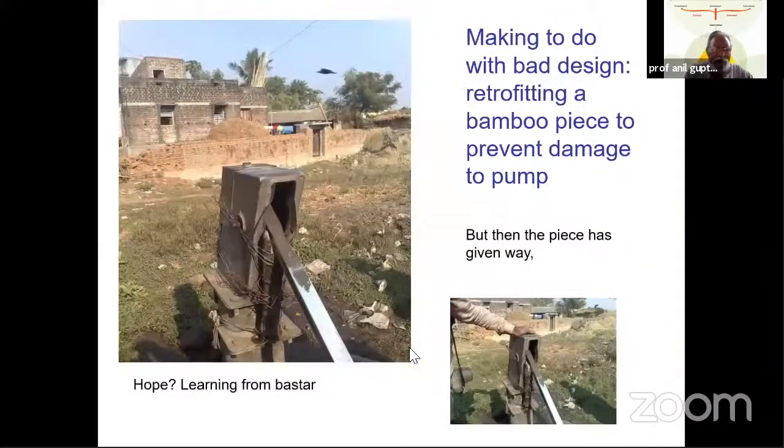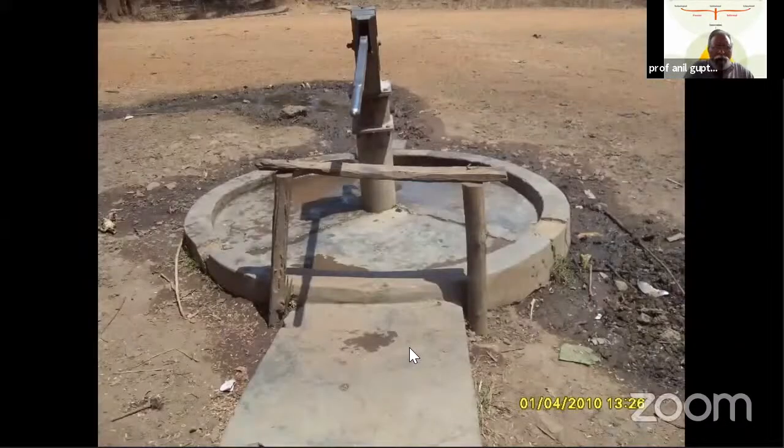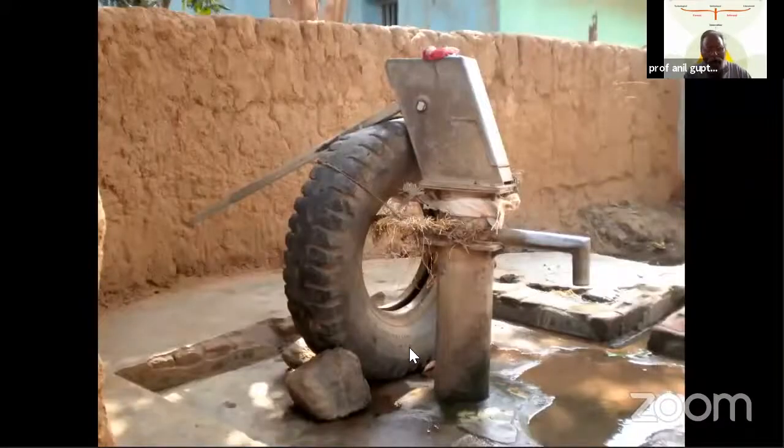This is a design defect, because when you pump all the time, the lower part of the casing gets cut. So they put a wooden piece. But what did people do in Bastar? In Bastar, they put a rod here so that it doesn't press against the lower edge of the casing and cut it. Here they have used a tire to prevent the same problem of cutting.